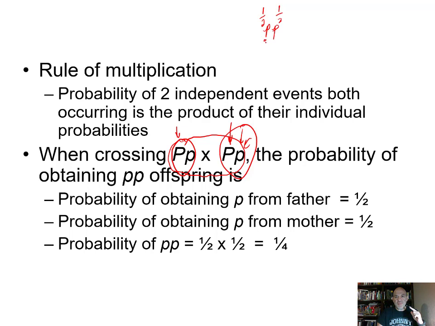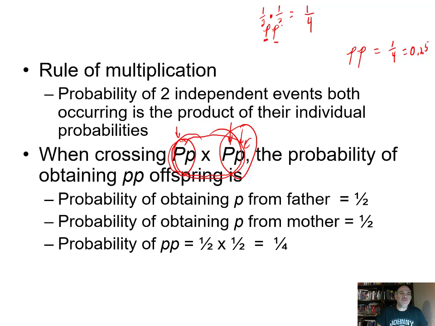And since getting from the first parent is independent of what you get from the second parent, we apply the multiplication rule. So 1/2 times 1/2 gives us a 1/4 chance. And so what is the probability in this cross? Without even doing a Punnett square, the probability of the individual getting this genotype is 1/4, which is the same as 0.25 or 25%. Okay? So we can approach it that way.